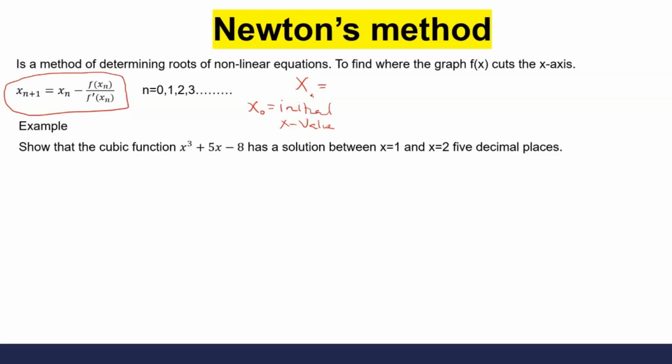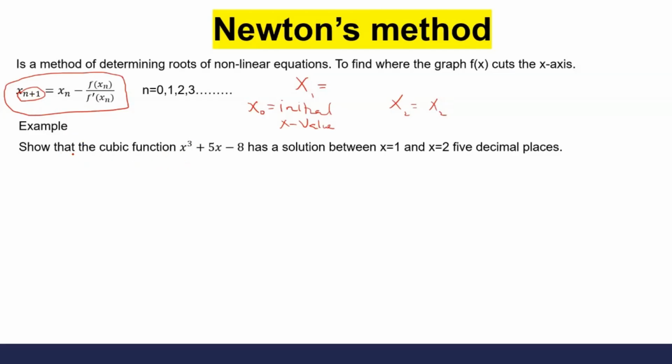To get x2, you need to use x1, in other words, whatever value you got from the previous step. So this means to find the next value you need to use the previous value. Alright, let's do an example to make sense of that formula.